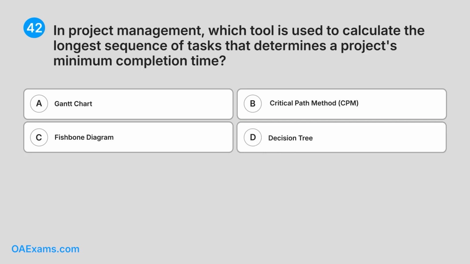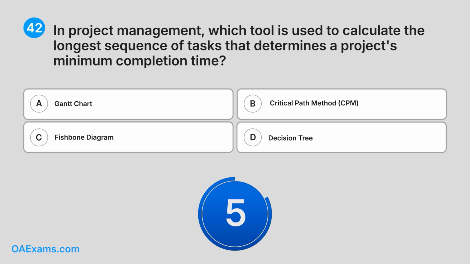42. In project management, which tool is used to calculate the longest sequence of tasks that determines a project's minimum completion time? A. Gantt chart. B. Critical path method, CPM. C. Fishbone diagram. D. Decision tree. Can you guess the answer?